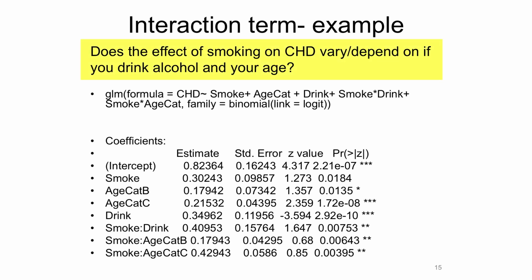But does it also depend on age? Again, this data is made up, but I'll just use it to show an example. Let's say we conduct a likelihood ratio test and find that the smoke times age category interaction term is also significant, in addition to the significant interaction between smoke and drink. This suggests that the effect of smoking not only depends on whether or not you drink, but also on your age. So now we would have 6 strata-specific odds ratios that we would need to calculate.